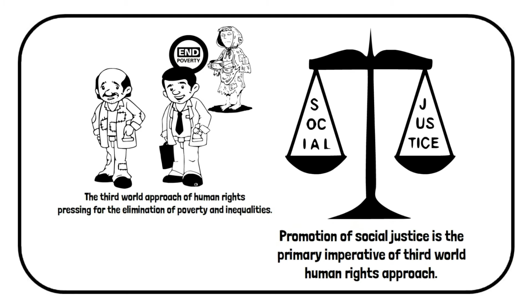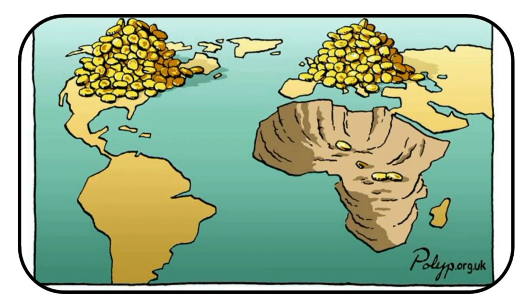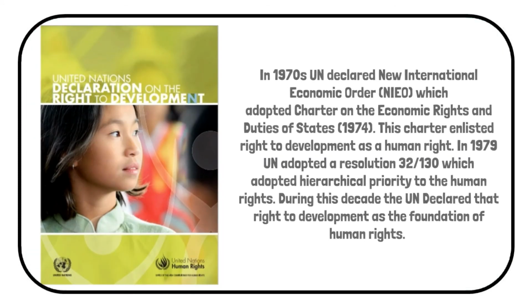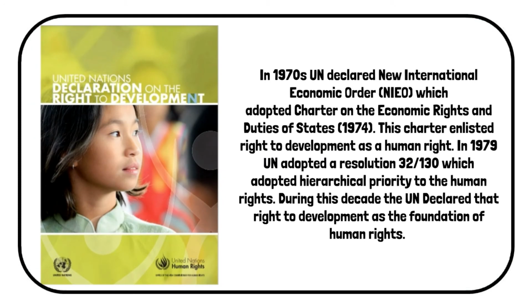The concept of the right to development evolved from the decolonization of the Third World countries in the 1960s. It is a potential safeguard from the old colonial masters' appropriation of resources. In the 1970s the United Nations declared a new international economic order which adopted the Charter on the Economic Rights and Duties of the States. In 1979 the UN adopted Resolution 32/130 which adopted hierarchical priority to the human rights.